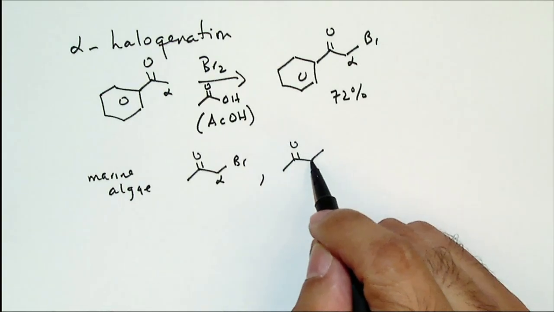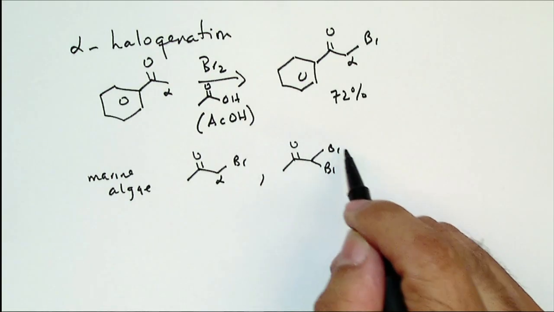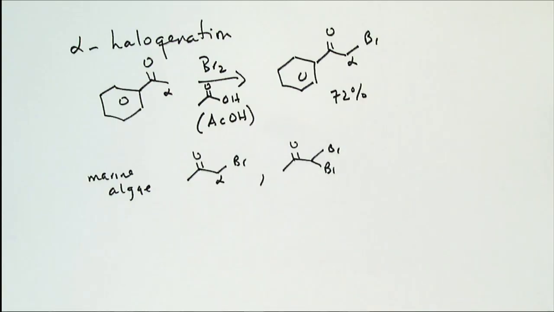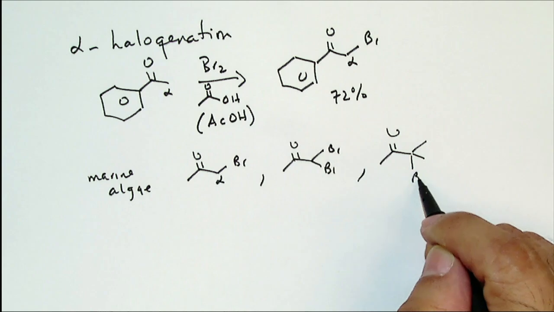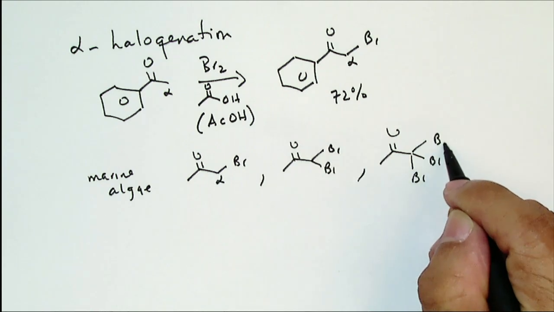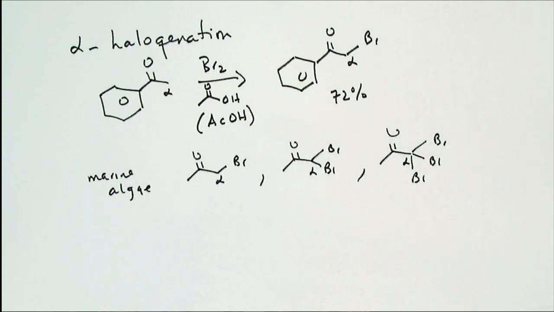You can actually see cases where these marine algae attach two bromines, and there are even cases where you can see them attaching three bromines at the alpha position. So that is an example of what is seen in nature. So the mechanism, of course, is exactly what we just saw a little bit earlier.